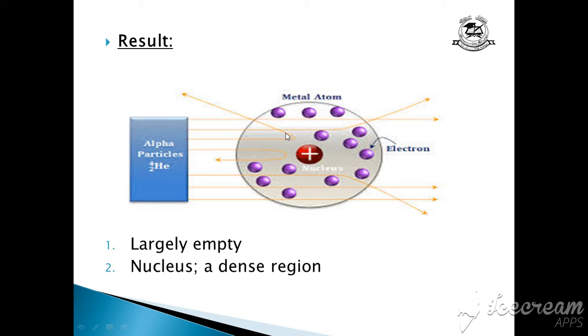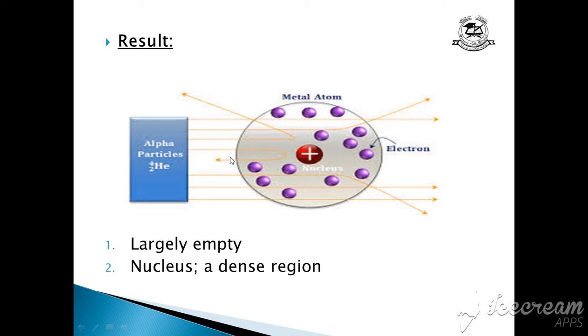Second, the positive charge in the atom is concentrated in an extremely dense region, which he called the nucleus. This was from the fact that alpha particles, after collision with a heavy positively charged nucleus, had bounced back. You can see very few of the rays bounced back. Because they collide with the positive charge, as alpha particles are also positively charged, when they collide with the same charge, they bounce back.